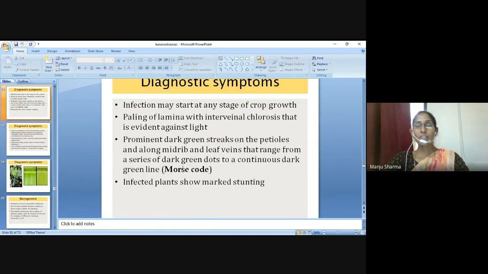Infection may start at any stage of crop growth. Paling of lamina with interveinal chlorosis that is evident against light. Prominent dark green streaks on the petioles, the long midrib and leaf veins that range from a series of dark green dots to a continuous dark green line, that is Morse code. Infected plants show marked stunting.